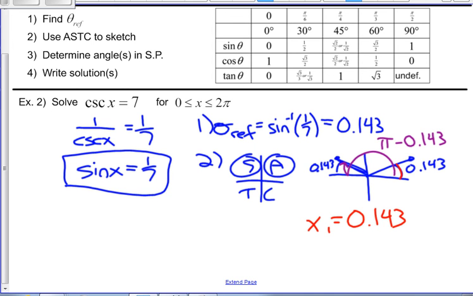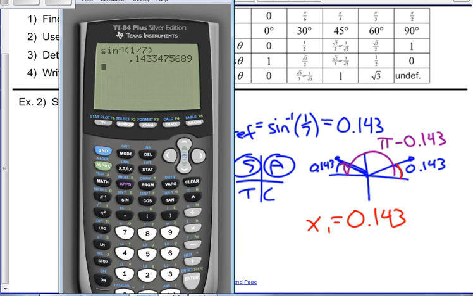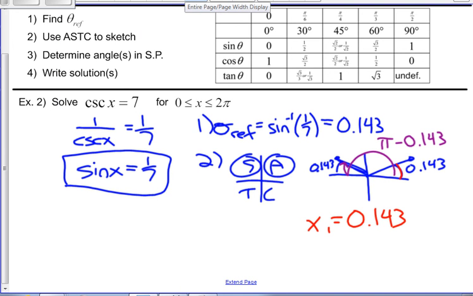Okay, and you can probably guess what that's going to be, but let's go to the calculator. Pi minus 0.143 gives us 2.999, or roughly 3. X2 is going to be 3.00.